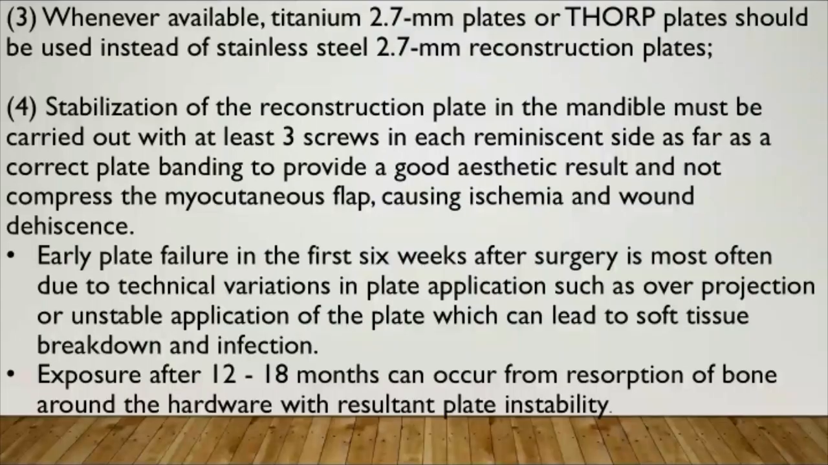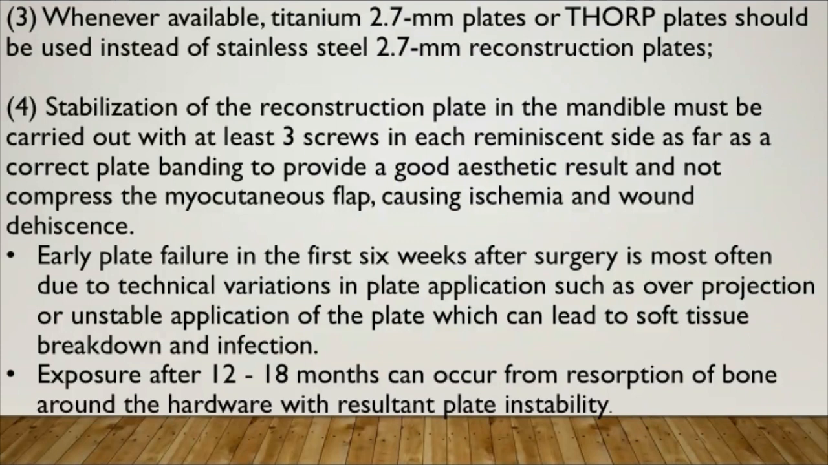Whenever available, a titanium 2.7 mm plate or the titanium hollow plate should be used instead of stainless steel 2.7, which is not adequate. Stability of the reconstruction plate in the mandible must be carried out with at least 3 screws before and after.